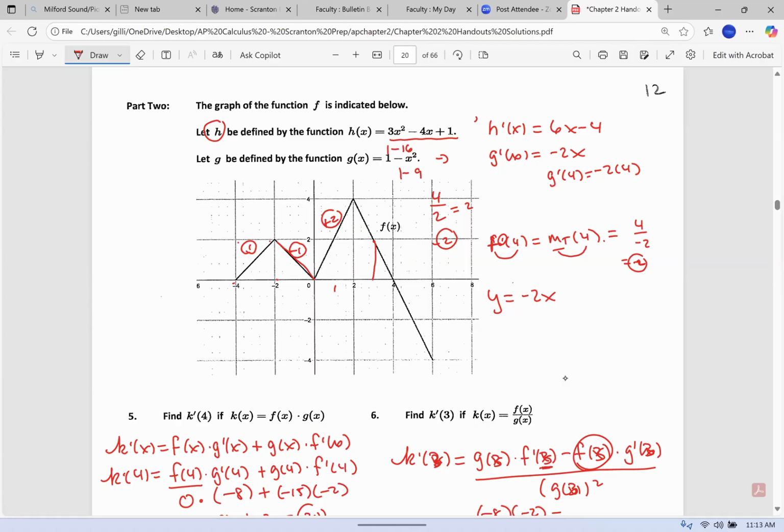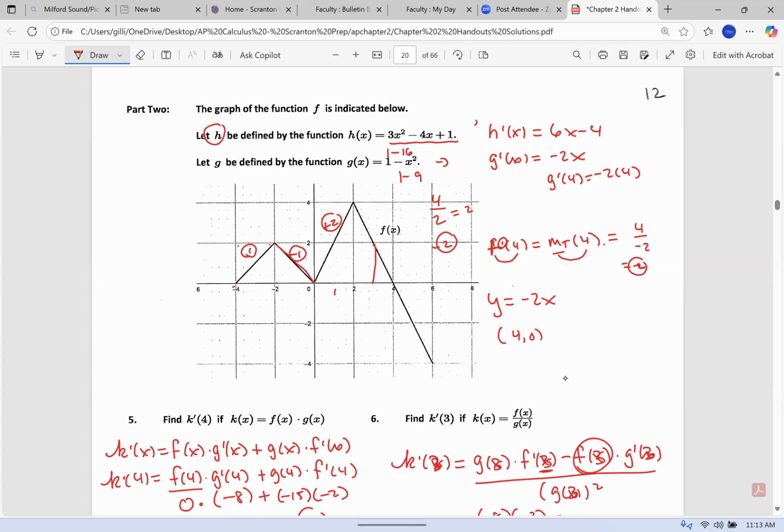And so that's my mx plus b there. So I guess what I'm going to do is, I know an easy point here is (4, 0), and I know my slope is minus 2. So I'm going to do y minus 0 equals negative 2 times x minus 4. I'm just going to quickly do a point slope form. And this is the equation of that line.